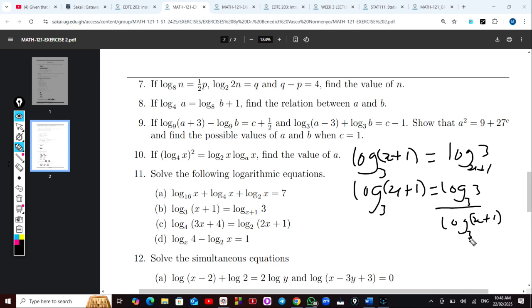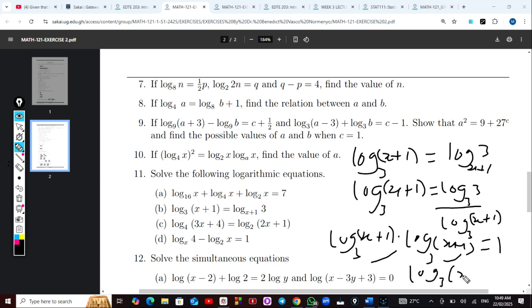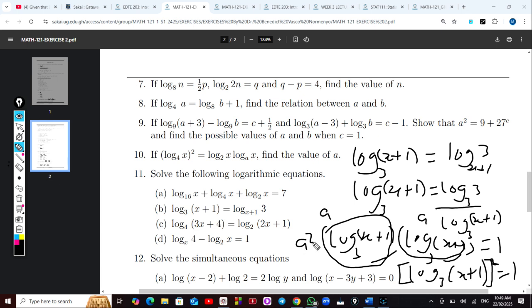So we can multiply both sides by logarithm of x plus 1 to the base 3. So here we'll have logarithm of x plus 1 to the base 3 multiplying logarithm of x plus 1 to the base 3 equal to logarithm of 3 base 3 is 1. So multiplying this is the same thing, so it's just logarithm of x plus 1 all square is equal to 1. So if the entire term here was a and this was also a, I have a multiplying a, which is a square, which is the same as this.